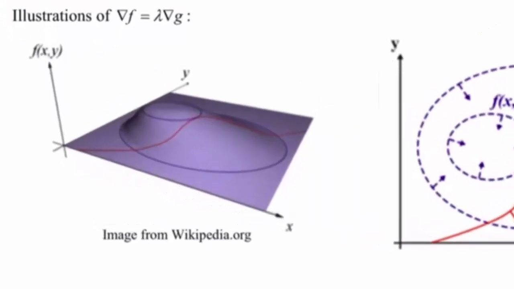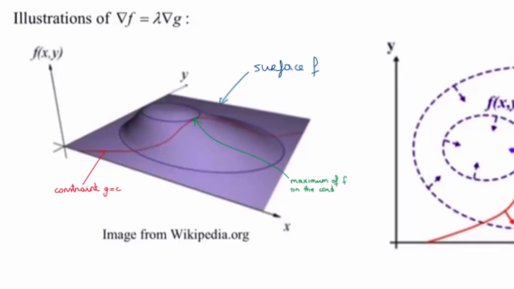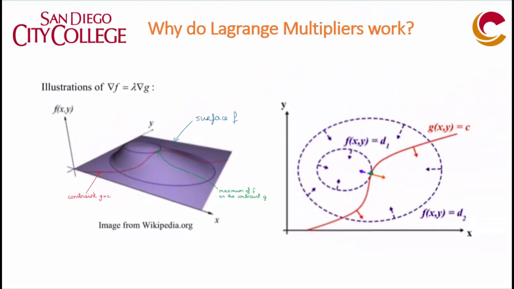Here's another example showing why the gradient of f equals lambda times gradient of g. On the left, we have the surface f in blue this time, and the constraint g equals c in red. Now we can see that the maximum of f on the constraint g is at the point of tangency. On the right, you can see the maximum points in green. You can also see the level curves of f. Here is the gradient of f, which is perpendicular to the level curve. And then this is the gradient of g, which is also perpendicular to the level curve.